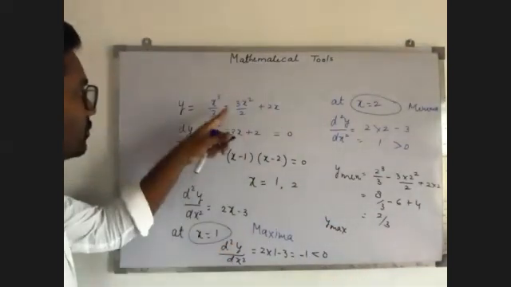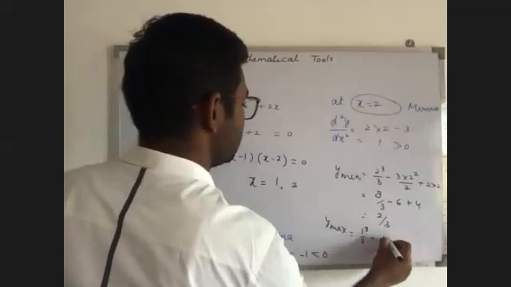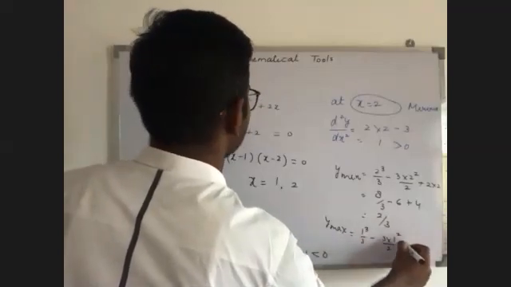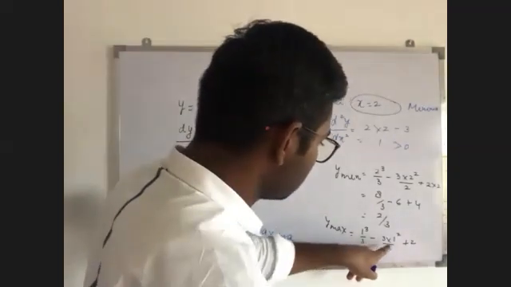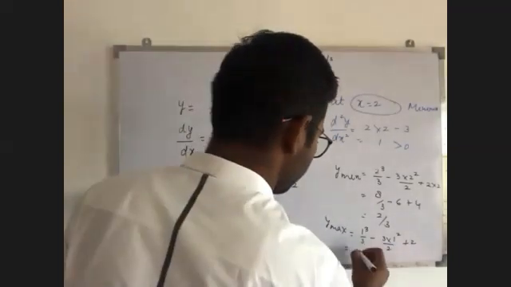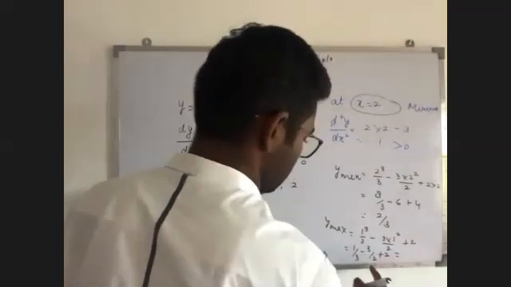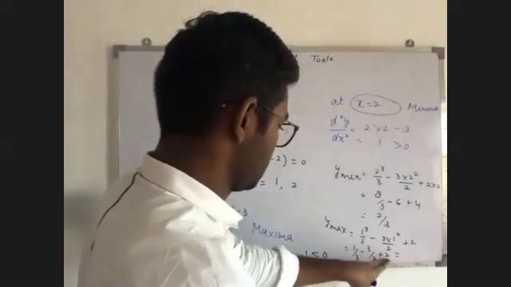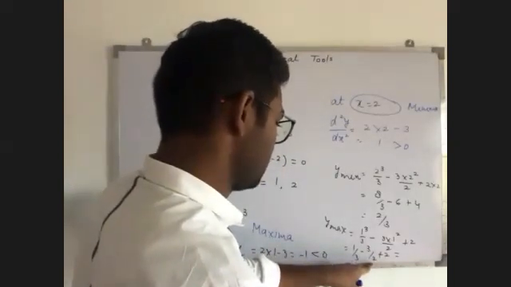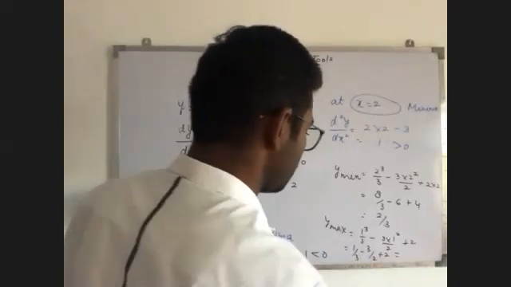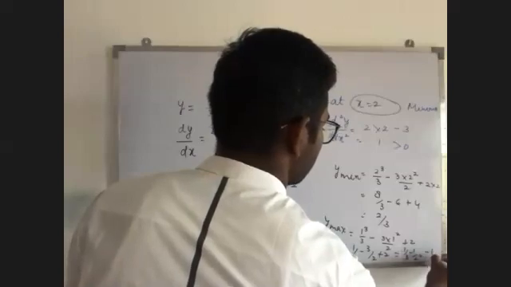Put the value x equals 1. So that is 1 cube by 3 minus 3 into 1 by 2 plus 2. That is 1 by 3 minus 3 by 2 plus 2, which equals 1 by 3 minus 1 by 2. 1 by 3 minus 1 by 2, that is minus 1 by 6. Is it right?